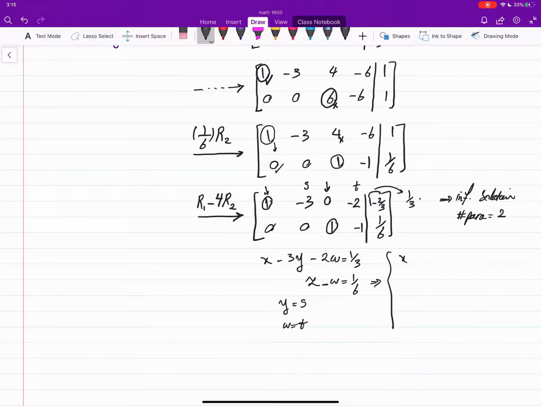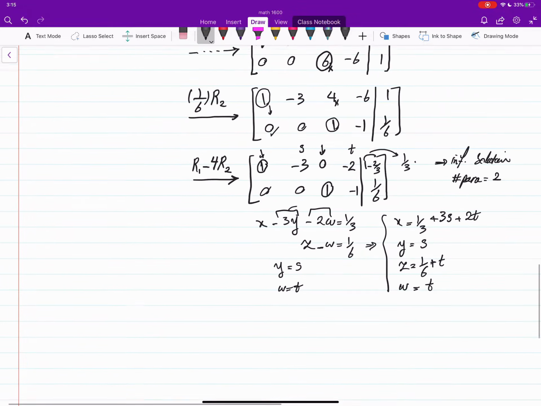Now, write back everything in order. x is going to be 1/3. Take this guy to the other side, plus 3 times, instead of y, we use s. Plus, I'm taking this guy to the other side, instead of w, you use t. y is s. z is 1/6 plus w. w is t. And w itself is t. Now we have the solution.